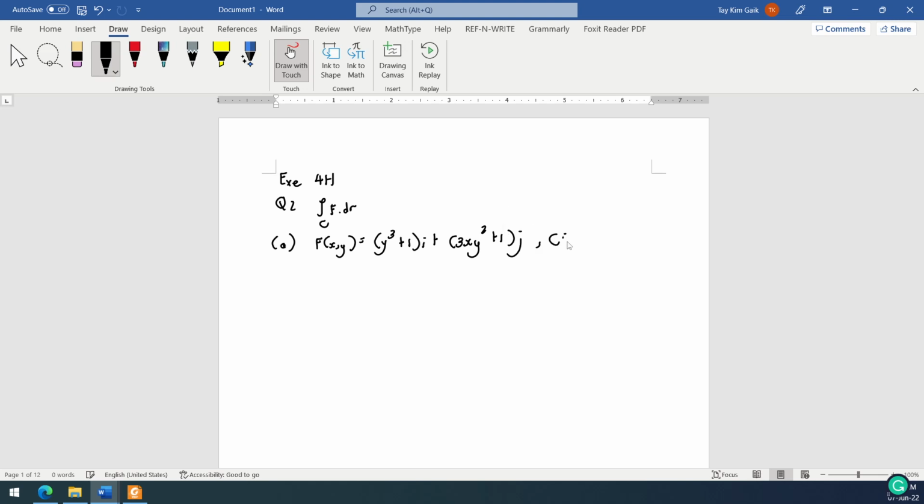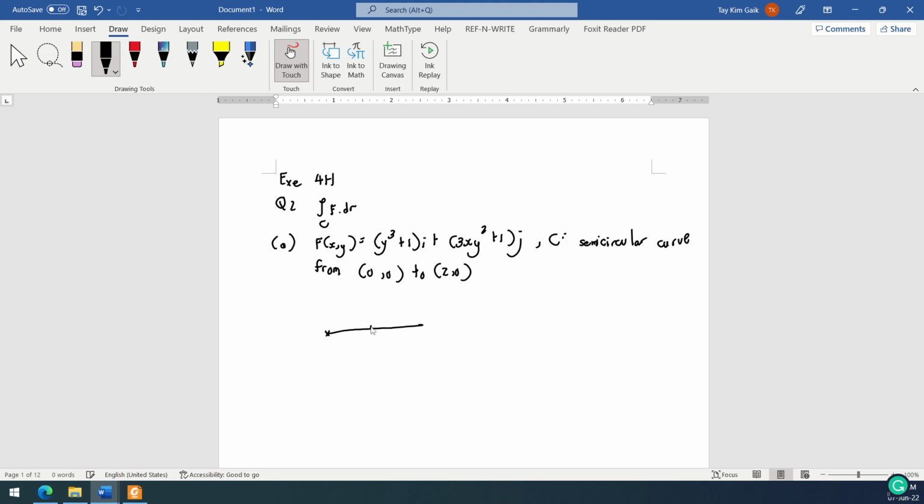Okay, where C is a semicircular curve from (0, 0) to (2, 0). First of all, we evaluate it as usual, and then later on we test whether this vector F is conservative. So first of all, we draw that curve to see.